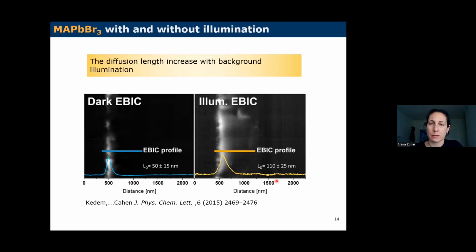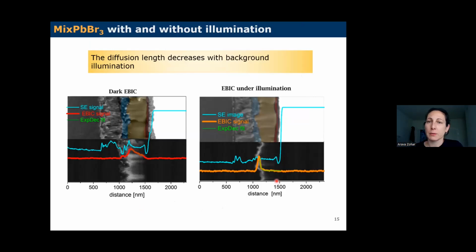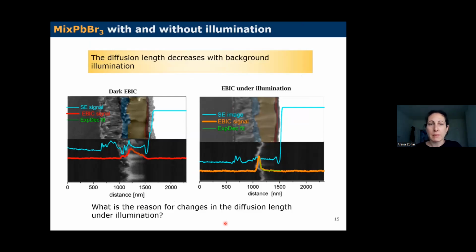This work was also done with a group in Berlin, of Daniela Bo. But I get different results when I measure it. When I use the mixed cation, I basically get a very nice confined junction after illumination. And I know that those cells work better. And the question is why? Why, when I'm illuminating, can I modify the diffusion length?